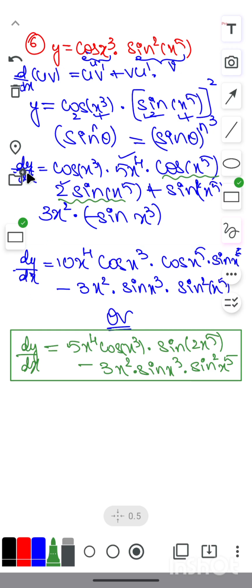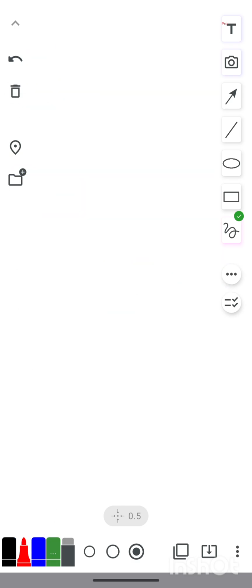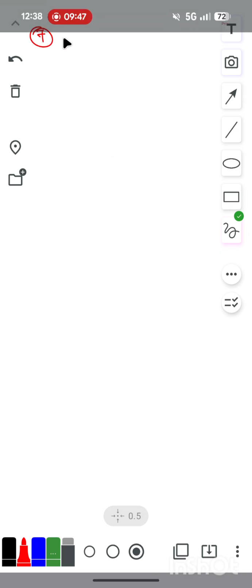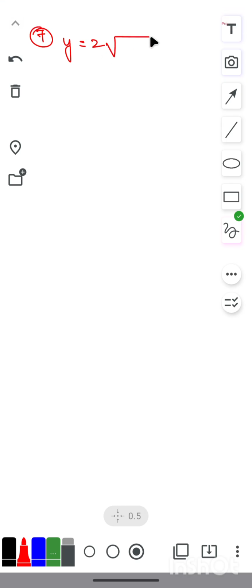Now let us move on to the next question. The next question is question number 7. So the 7th question is y is equal to 2 into root of cot x square.